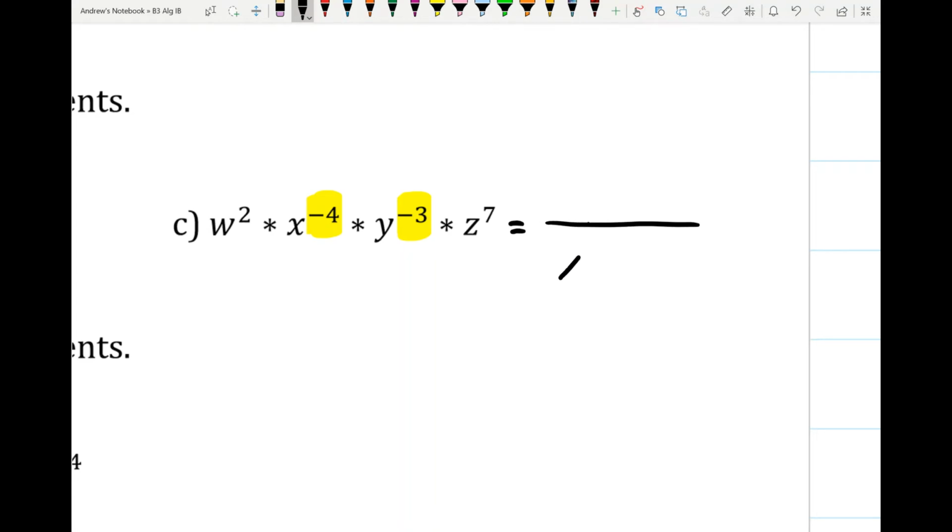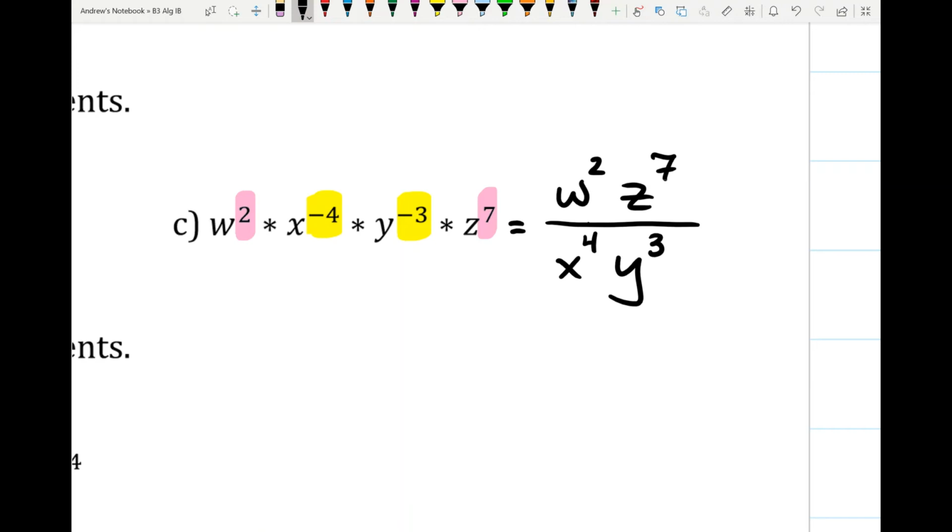X to the negative 4th is going to go on the bottom. We change the exponent to positive 4. The y is going to go to the bottom. We change that exponent to a positive 3. Anything else that had a positive exponent has been ending up on the top of the fraction, so let's put them there. W squared stays up top. Z to the 7th stays up top. Cool. Done. That's it.